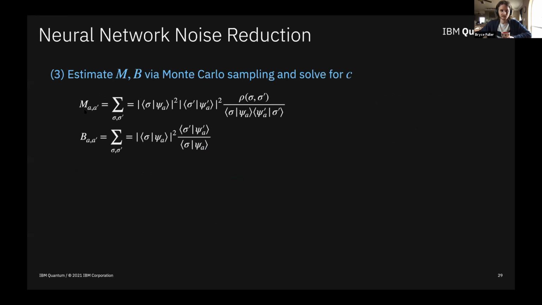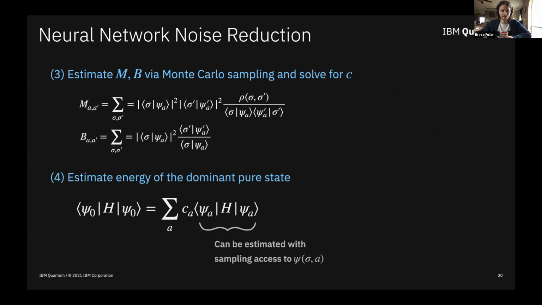And importantly, these M and B matrices can be estimated using the sampling access that I was referring to before. So each of these particular quantities is estimatable, right? And it's worth noting that these are estimated via Monte Carlo sampling. So this is why this technique would be considered heuristic. But we would expect this to work well for some problems of interest, right?